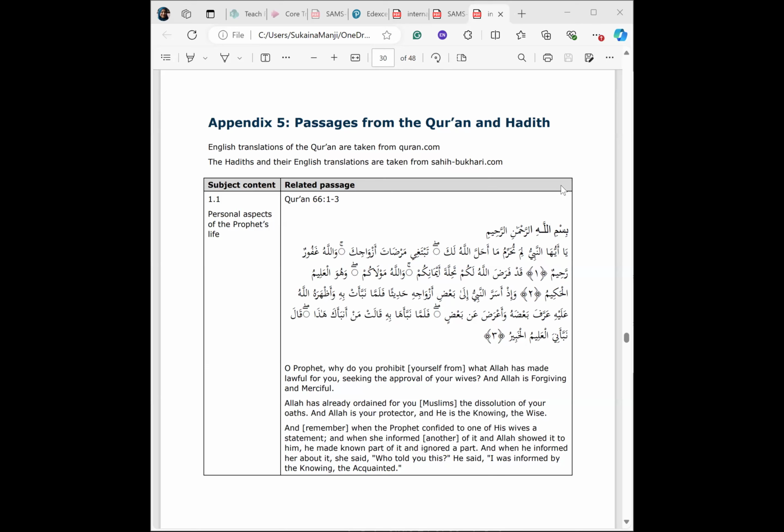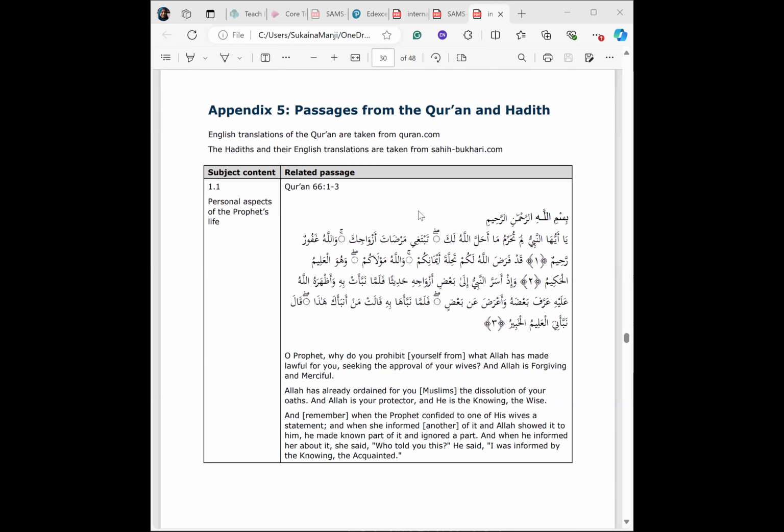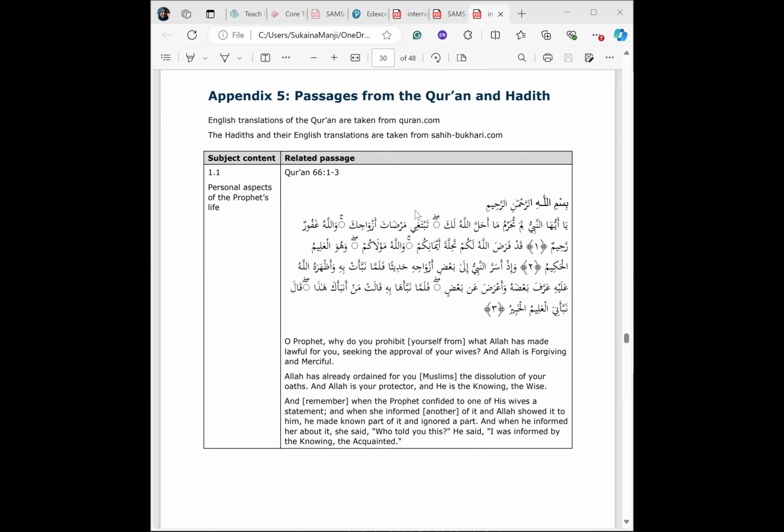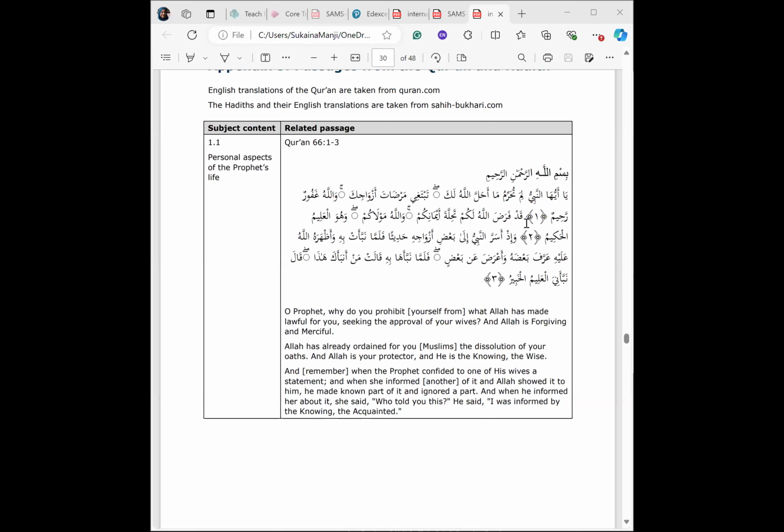What we see in front of us is the passage from Surah 66, verses 1 to 3, and it's talking about Bismillah ar-Rahman ar-Rahim, Ya ayyuhan nabiyyu lima tuharrimu ma uhilla Allahu laka. And what you can do in the classroom is bring the text in front of them. Maybe you can ask them to highlight things here. What does this text tell you?